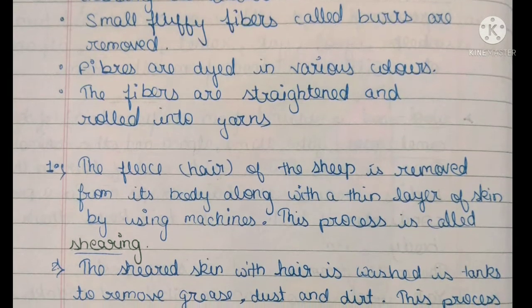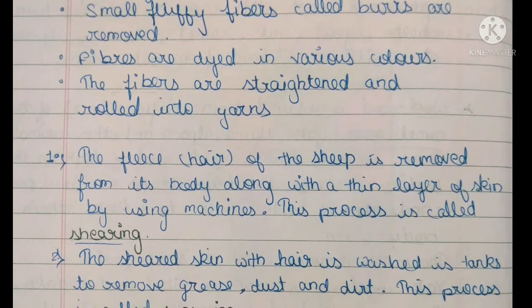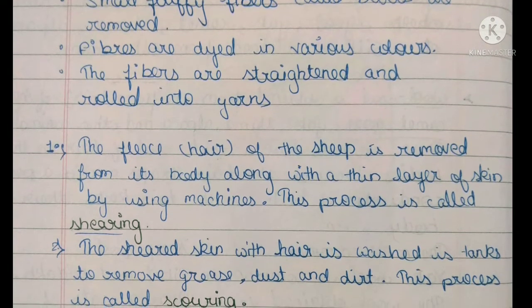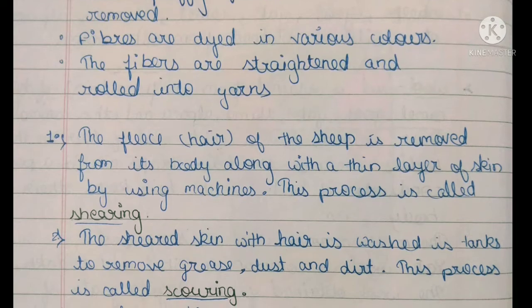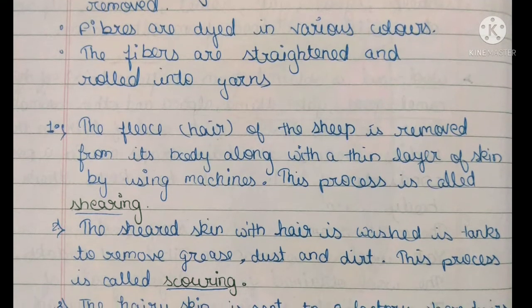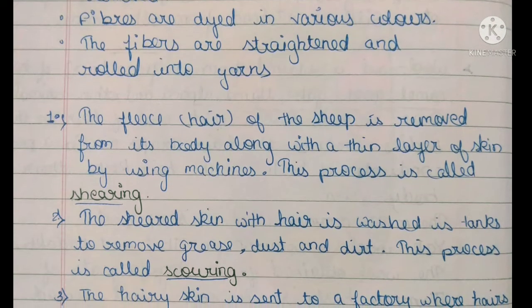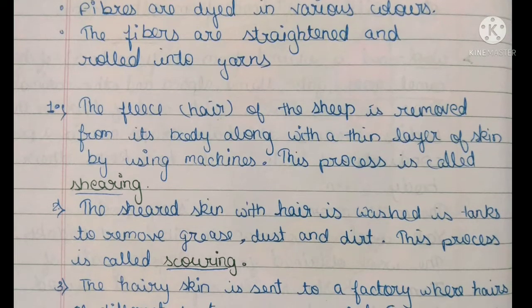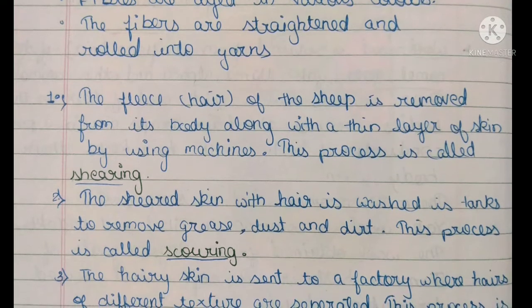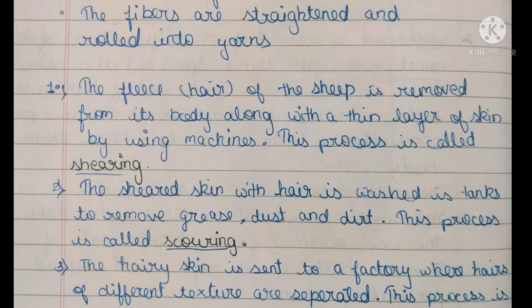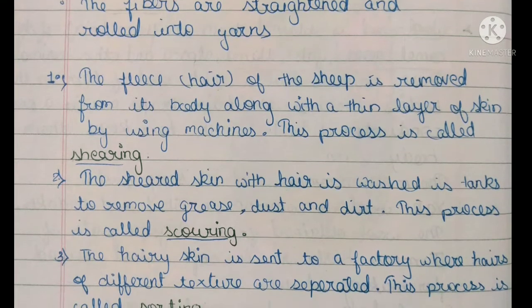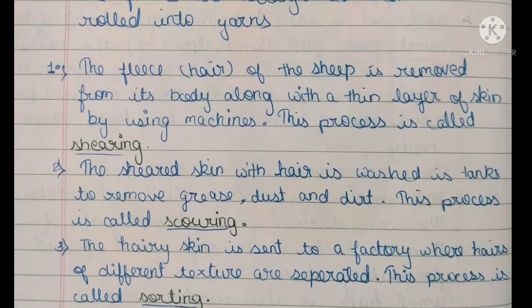1. The fleece. Hair of sheep is removed from its body along with a thin layer of skin by using a machine. This process is called shearing. 2. The sheared skin with hairs is washed in tanks to remove grease, dust and dirt. This process is called scouring.